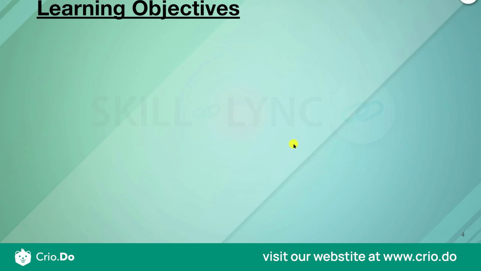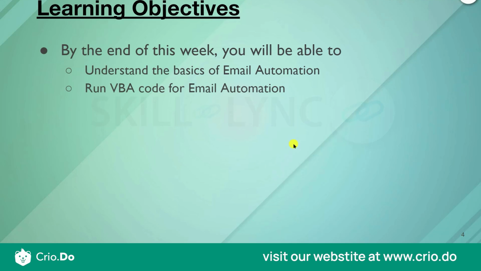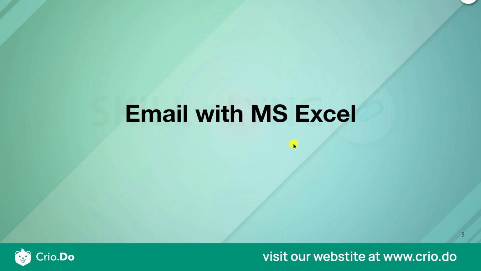Learning objectives. By the end of this week, you'll be able to understand the basics of email automation and you'll be able to run VBA code for email automation. Let's start now. So first of all, we will learn how we can email with Microsoft Excel.